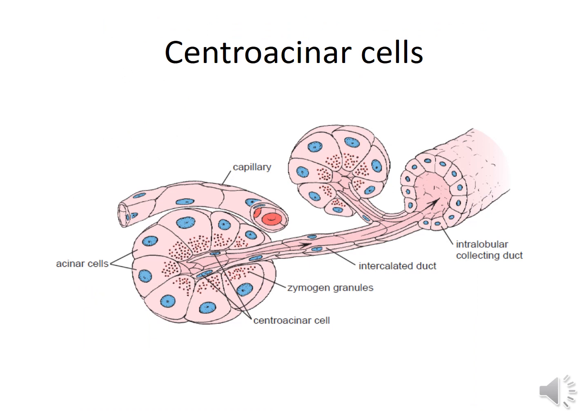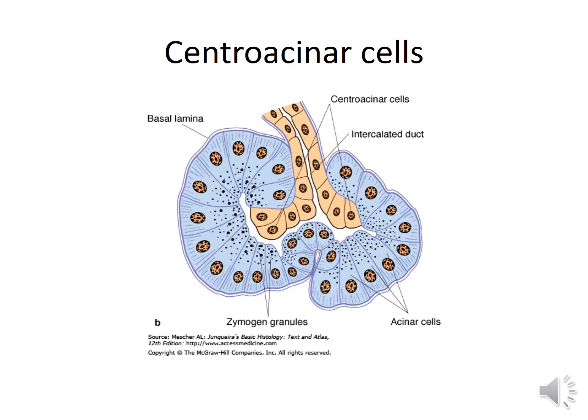Now in this slide you can see again the centroacinar cells, which arise within the center of the acinus as low cuboidal cells, and then they join the intercalated duct. Various intercalated ducts join to form the intralobular ducts, and these cells are known as centroacinar cells. Again you can see here the centroacinar cells arising within the center of the acinus and continuous with the cells of the intercalated ducts.